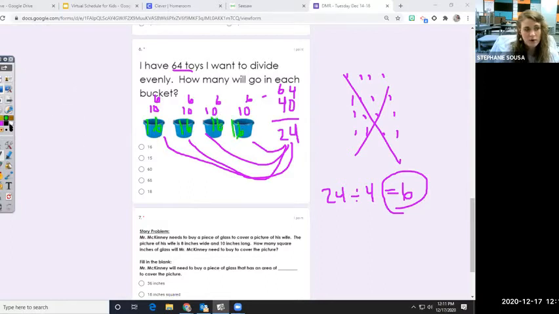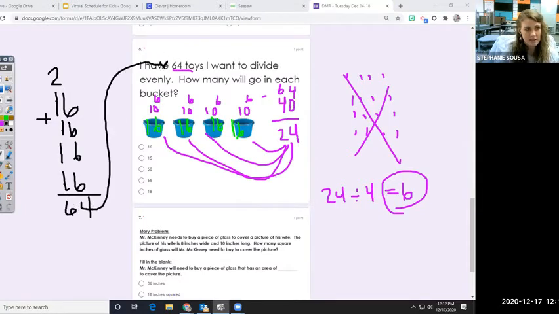Now to check my work, I'm going to add 16 plus 16 plus 16 plus 16, and I'm going to see if it equals 64. 6, 12, 18, 24. Put down my 4, carry my 2 10s. 2, 3, 4, 5, 6. And would you look at that? It does. Yay. So your correct answer is 16 items inside of each bucket.